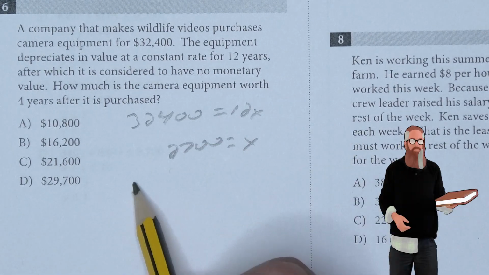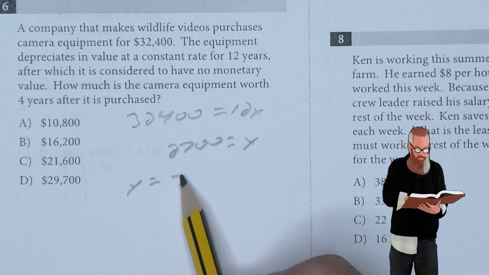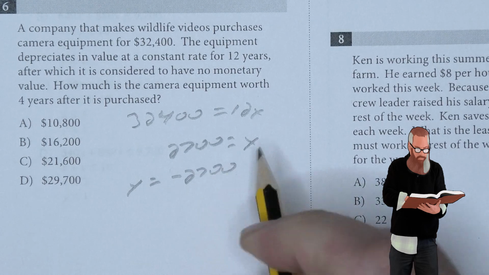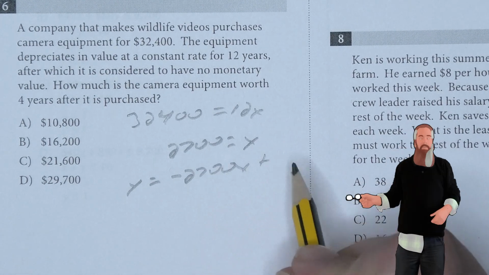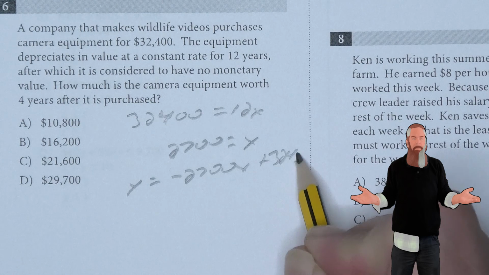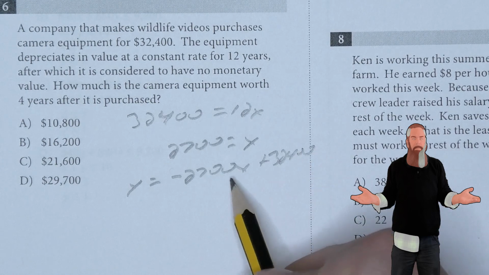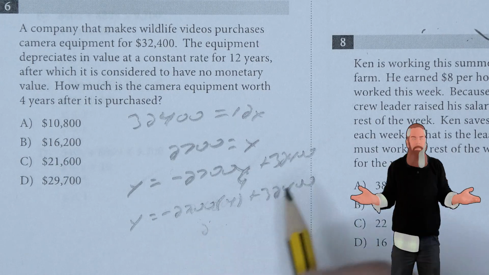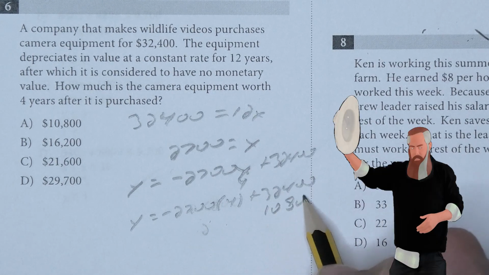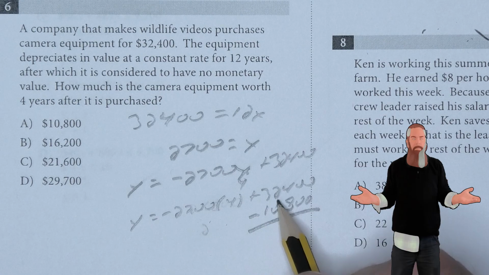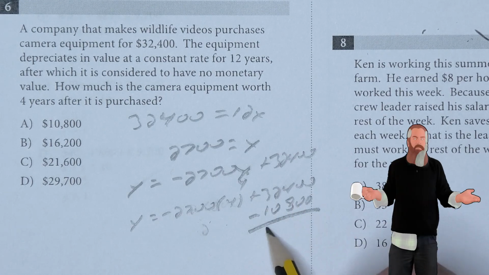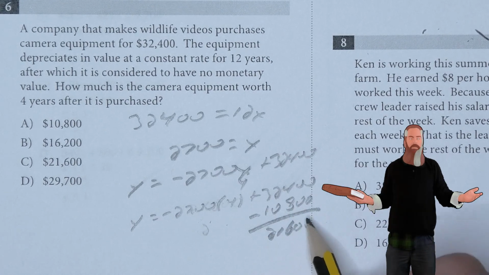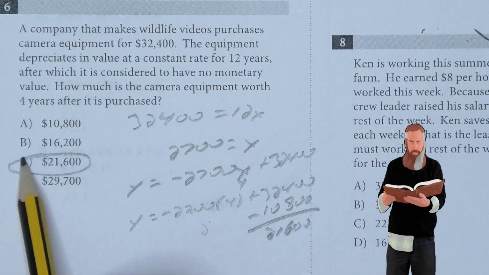$2,700 per year. So y would be equal to negative 2,700 times x plus its original value of 32,400. We already know that x is 4. Negative 2,700 times 4, that is 10,800 that we will be subtracting from the 32,400, leaving us with $21,600, and so C is the answer.